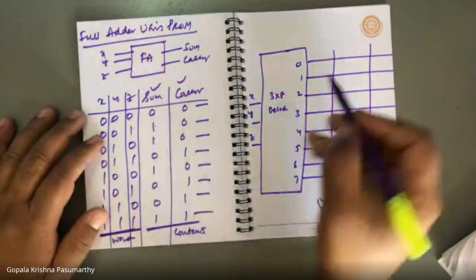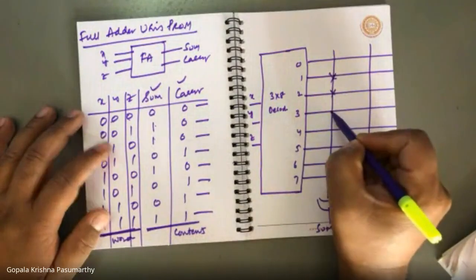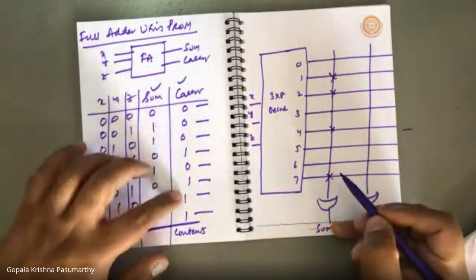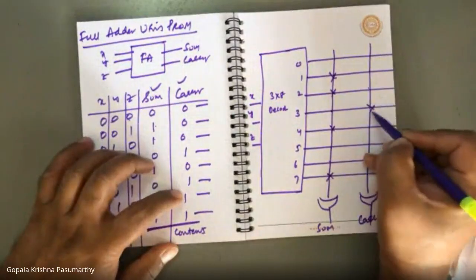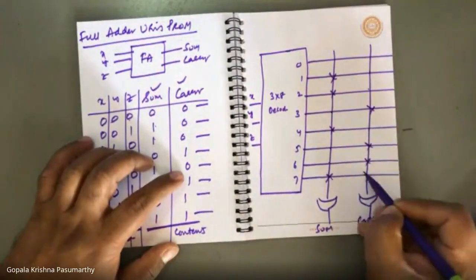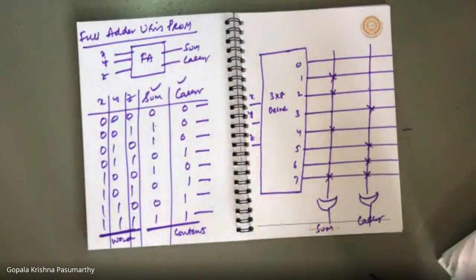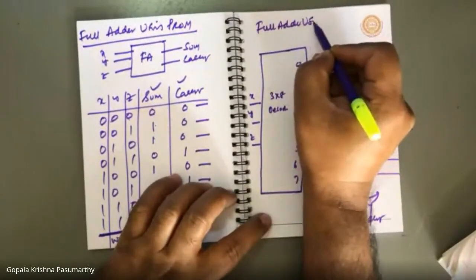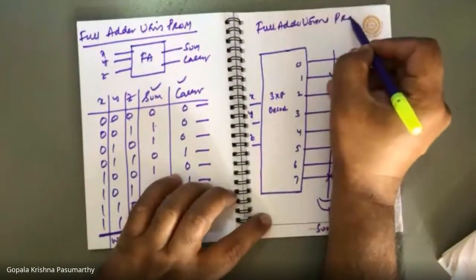0, 1, 1, 0, 0, 1, 1, 0. Again, 1, 0, 0, 1. Here 0, 0, 1, 0, 0, 0, 1, 0, 1, 1. Over. What is this? This is nothing but full adder using PROM.